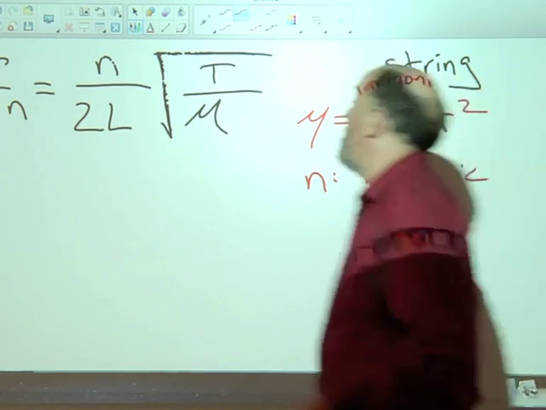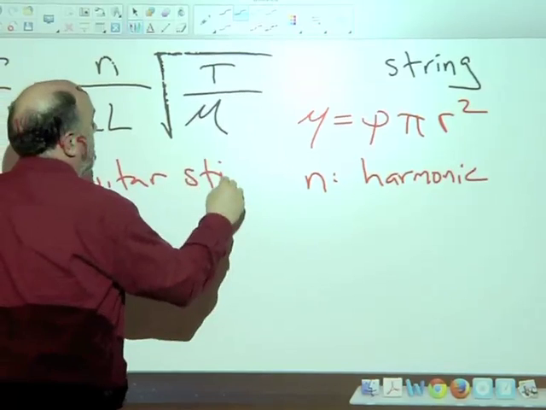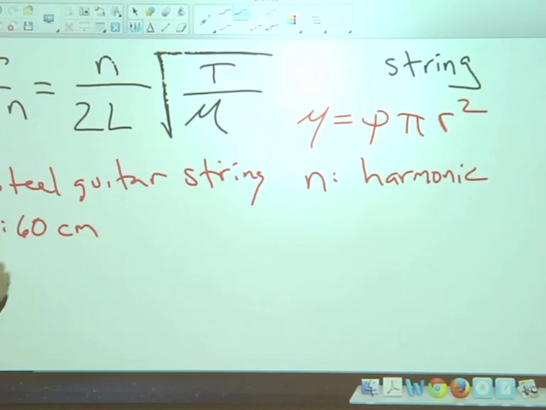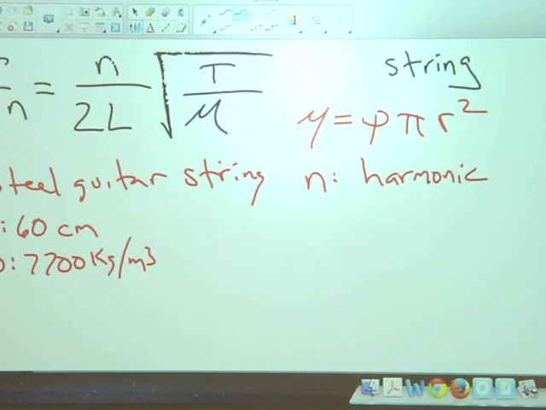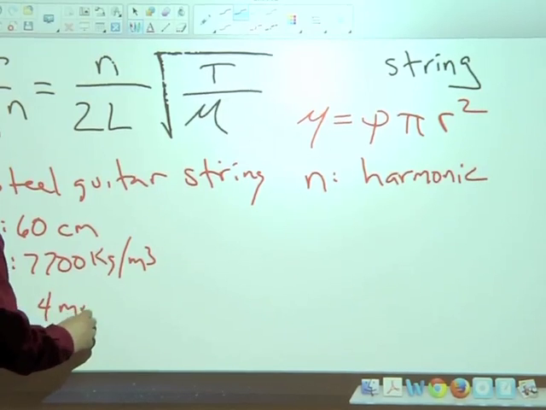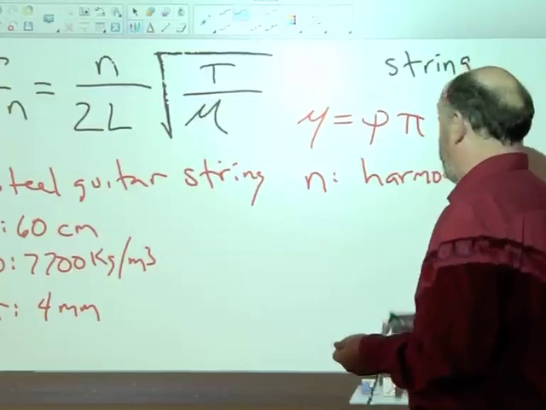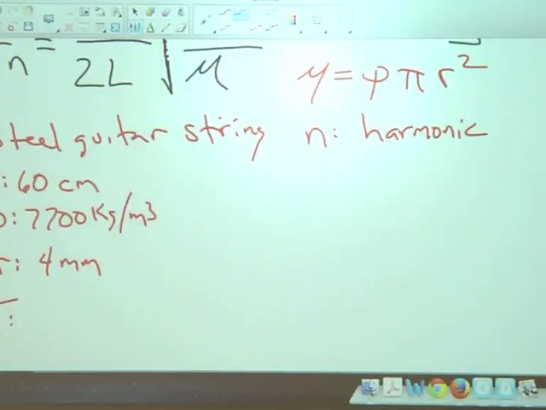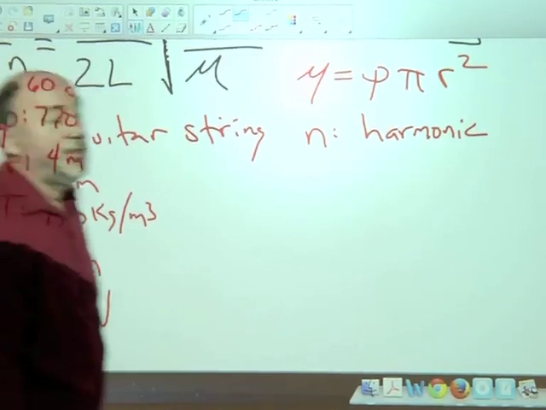So if you think in terms of a steel guitar string, let's say L is 60 centimeters. Rho is 7,700, we saw that earlier, kilograms per meter cubed. Let's say that R is going to be 4 millimeters. Or no, meters. What's a good number for this? And what else are we going to need? T. And the tension in the string is going to be 120 newtons.